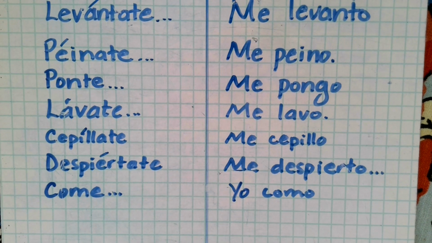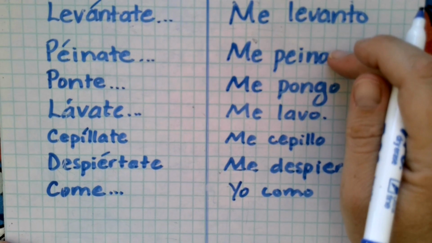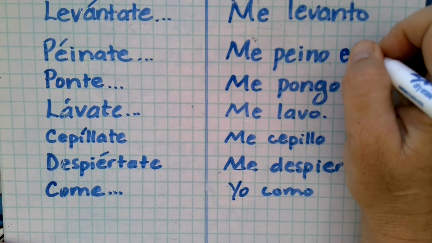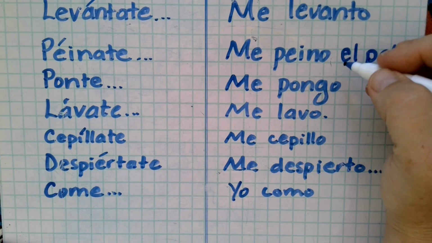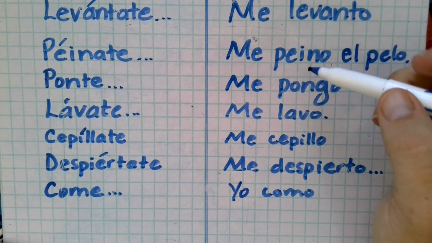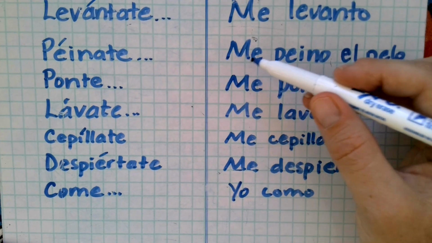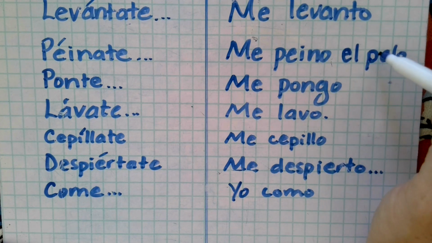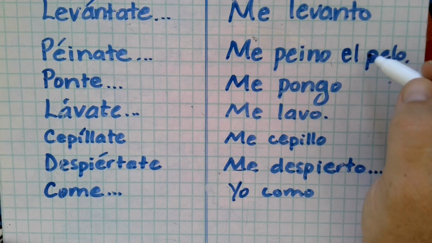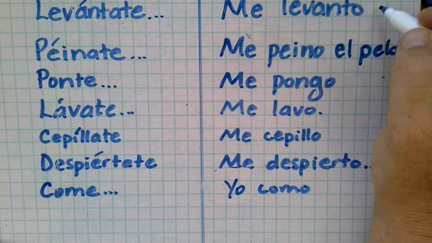All right. Now, the other thing I wanted to teach you is something that is a little unique in Spanish. When you say me peino, you would say el pelo. In English, we would say my hair. But in Spanish, we already know you're doing the action to yourself. So you don't have to say again, mi pelo. It just sounds really weird in Spanish. So you have to make sure that you say, me peino el pelo.